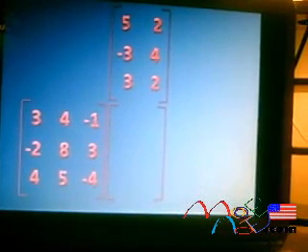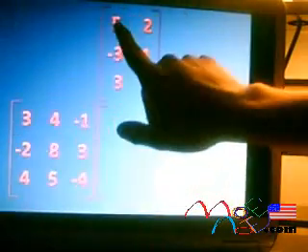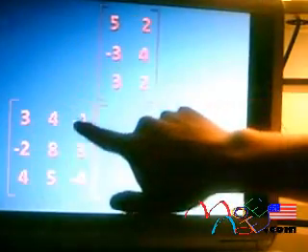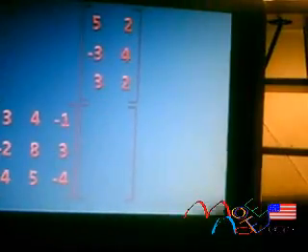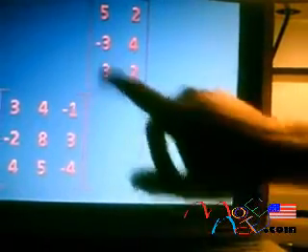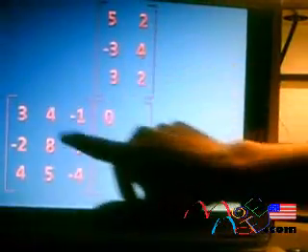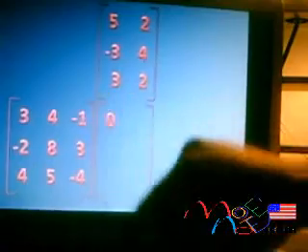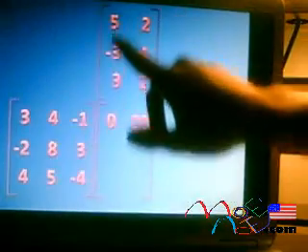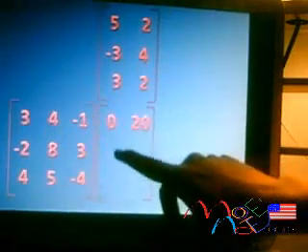Now, what's different now is you're going to do 3 times 5 plus 4 times negative 3 plus negative 1 times 3, and that's going to be a result here. So 15, negative 12, negative 3, that's going to be 0. 3 times 2 is 6. 16. Negative 2. 20. Negative 2. 10. Negative 10. Negative 24. 9.